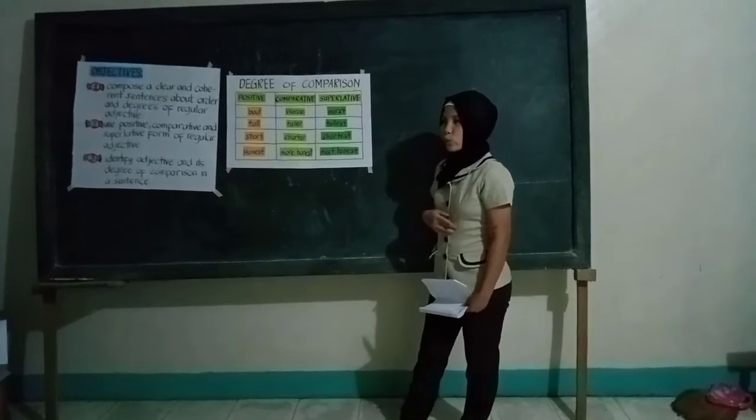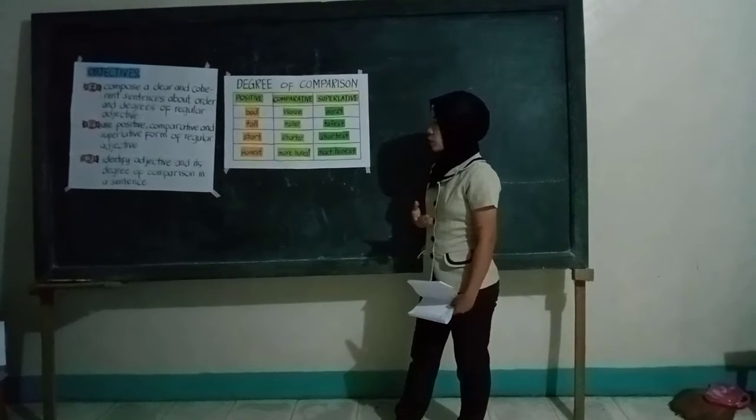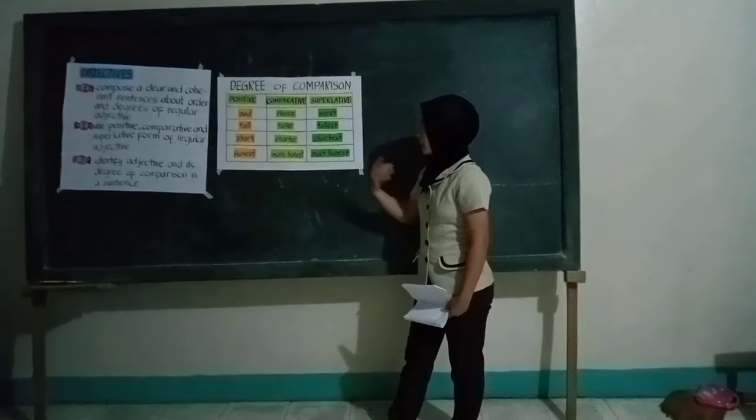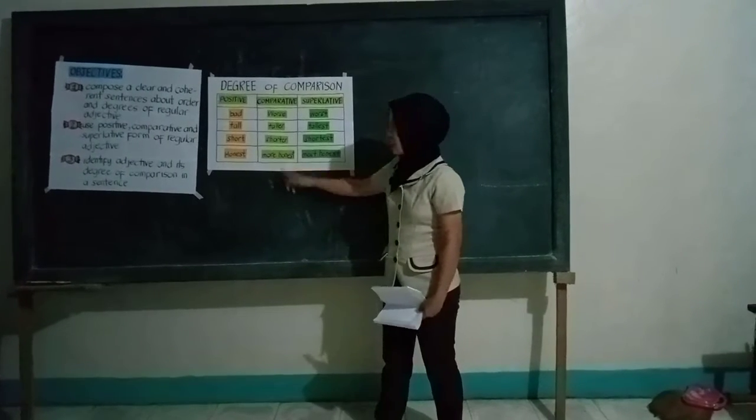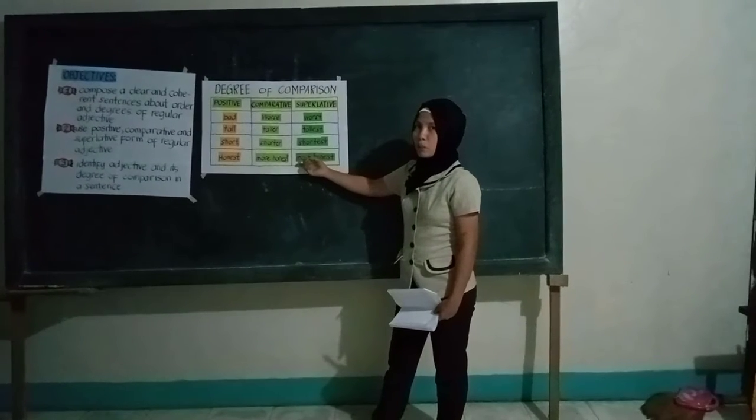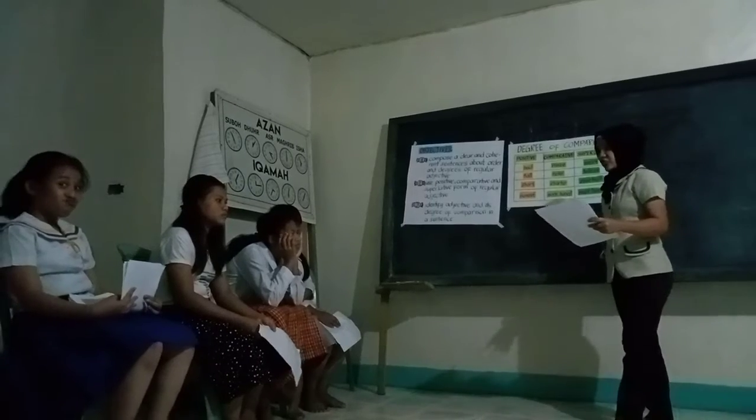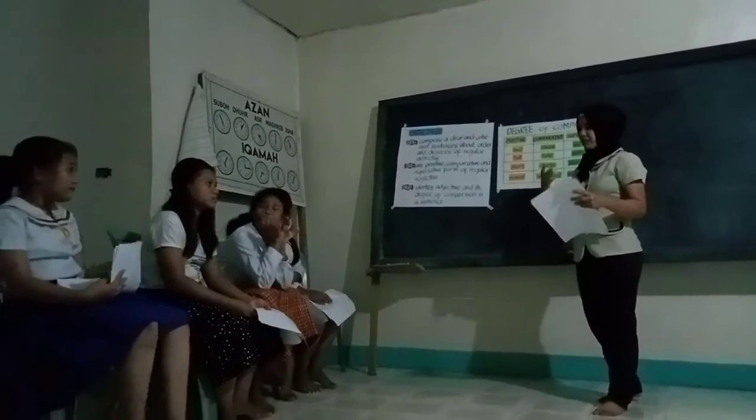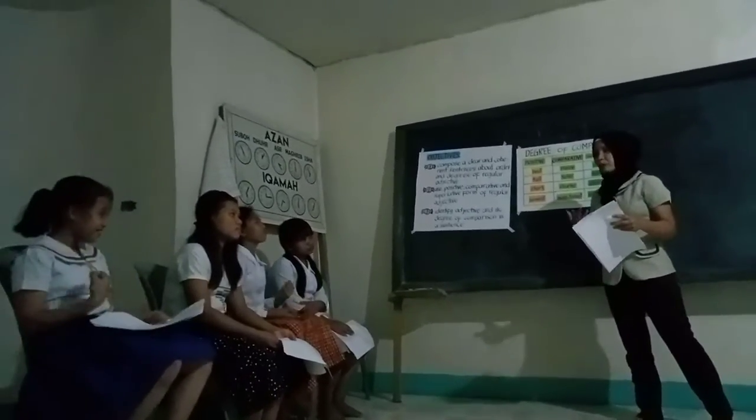But when the word has more than one syllable, we only have to add in the comparative degree the word more in the beginning of the word, and in the superlative degree, we just add the word most in the beginning of the word. So now, did you already understand our lesson for today, class? Yes, ma'am. Okay, if that's so, let's see if you really do understand the topic by a group activity.